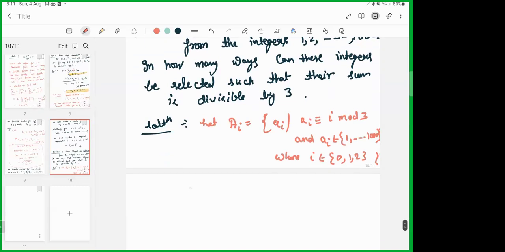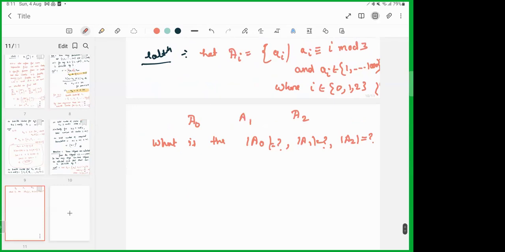So we have three sets A naught, A1, and A2, right? I am asking you, what is the cardinality of A naught, cardinality of A1, cardinality of A2? So the cardinality of A naught would be 1000 divided by 3. So this is not divisible by 3.